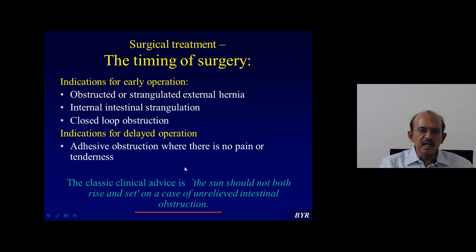Volvulus is a classical example of closed loop obstruction because there are two limbs, afferent limb and efferent limb, and both are blocked by the twist. The twist causes obstruction to both the afferent limb as well as efferent limb. That is why it is a closed loop obstruction.